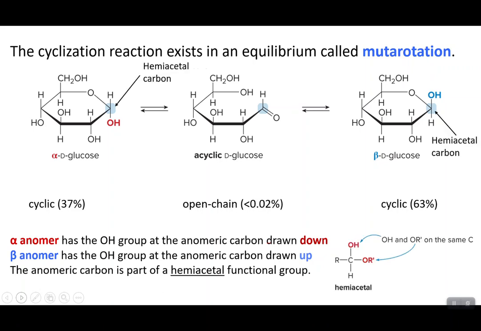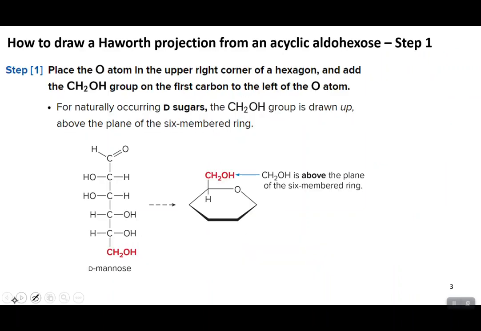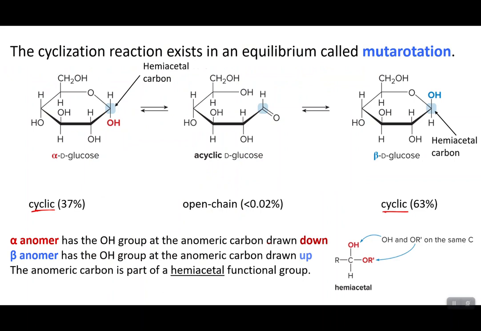But what this means is that your cyclic structure, so this closed structure, is actually going to be the major form in a solution of glucose, for example. You can see that about 37% is going to be in the alpha anomer, so that's when the OH is pointing down, and 63% will be in the beta anomer, okay, and this is for glucose. What you're also going to see is that your acyclic form, or your open chain form, is going to be less than 0.02%. So yes, there is some open chain structure in your solution, but it's going to be a very, very small percentage.